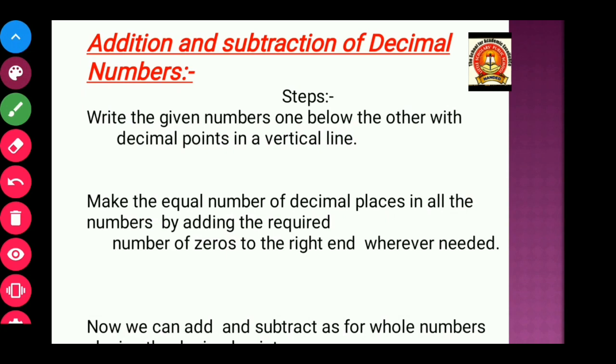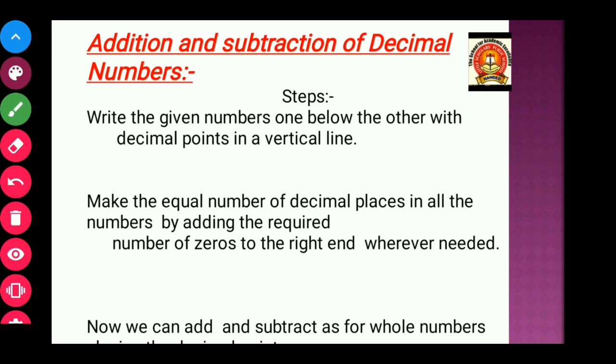First of all, you have to write down the given numbers one below the other. And a very important point you have to keep in mind is about the decimal points. Make sure that you write for the addition in vertical lines, column-wise. You have to make the equal number of decimal places. In our last session we learned about decimal places. So when you are going to sum up, you need to ensure that the number of decimal places should be equal.